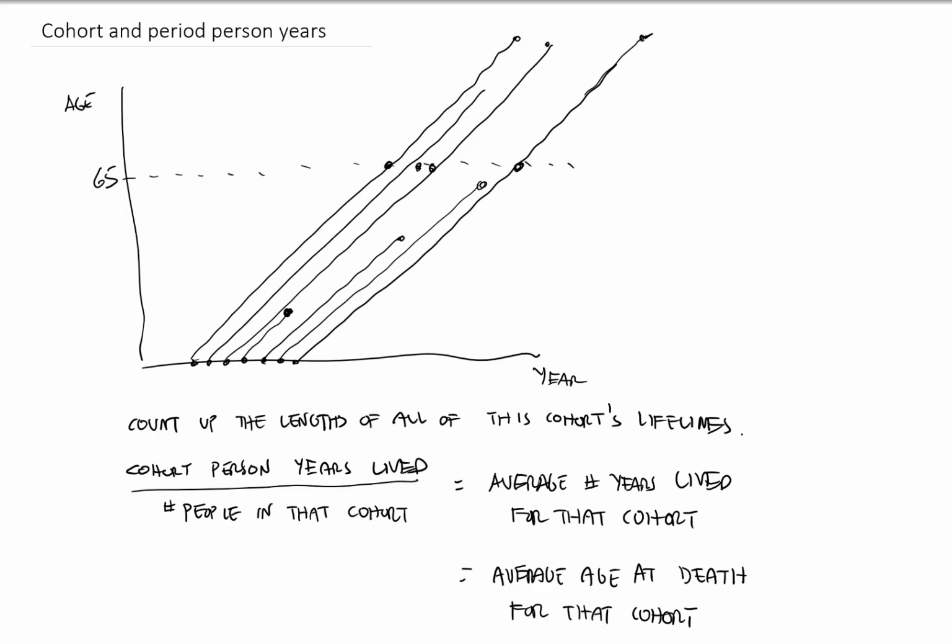Here's something else we can do. We can calculate the number of person years lived in a particular period of time. So periods are vertical slices. And we have more people here. We have some people who actually died in the middle of this period that we're looking at. Some people who lived out here and died out here.